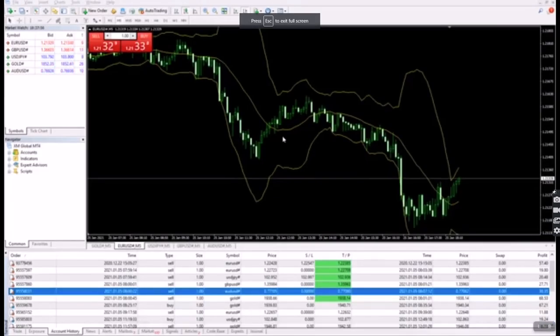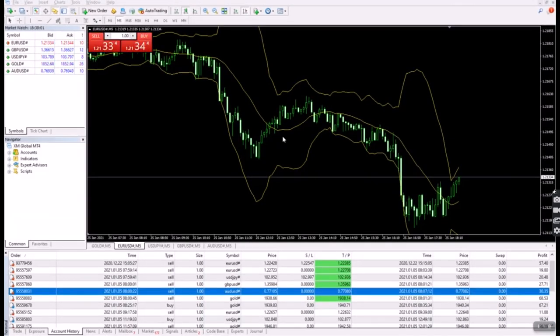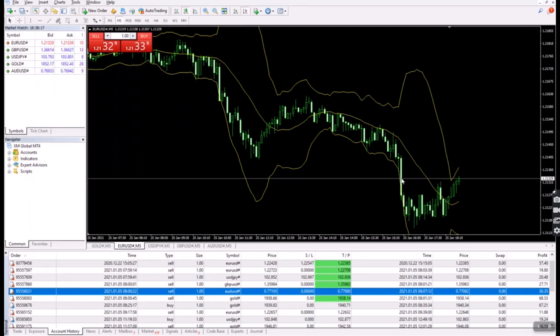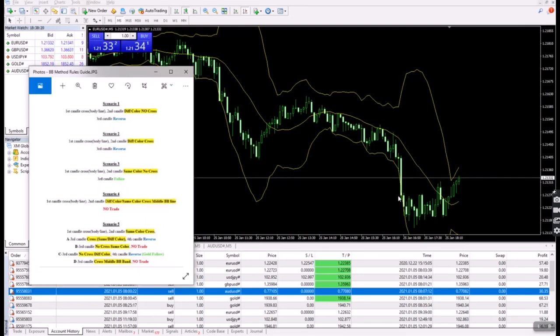Okay, welcome back. So where is your entry point based on the scenarios 1 to 5? Okay, let's put an example over here. This is one of the scenarios. We will always put the guide beside the chart. So if you are looking at the chart right now and this happens, take out your guide and go through it: first body cross, second body cross, third body same color, no cross, no trade.